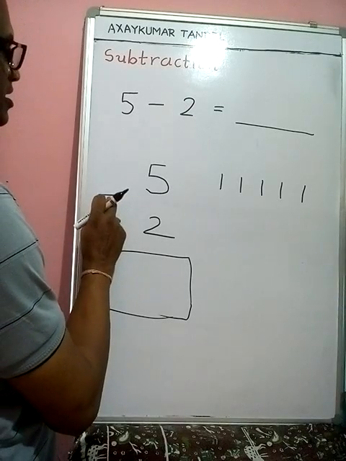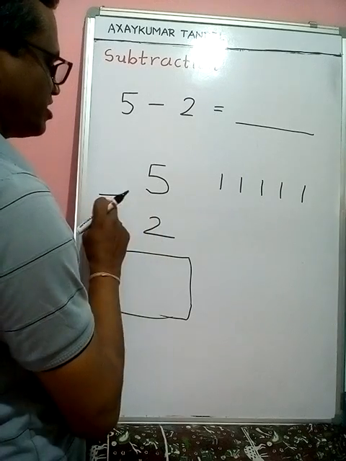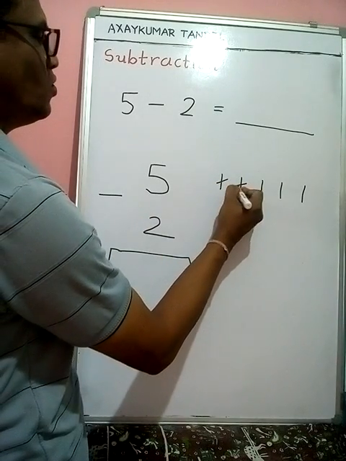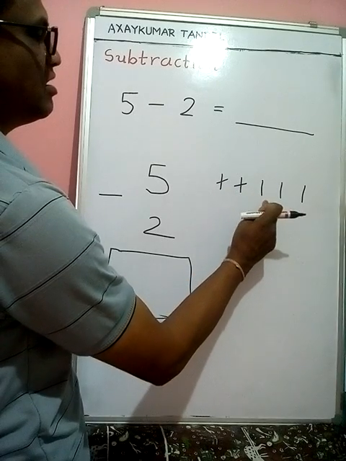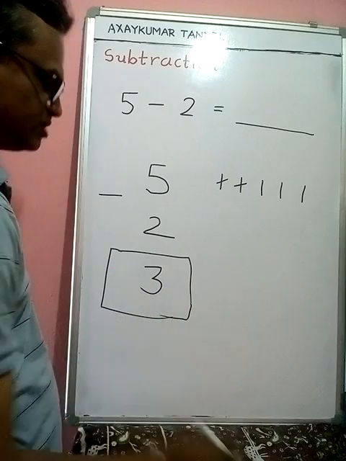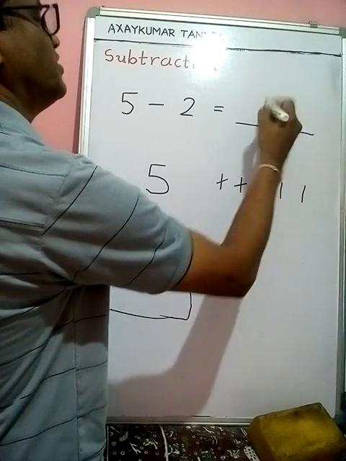Okay, 5 minus 2. Now how many we cut? 2. 1, 2. How many saving? 1, 2, 3. That is our answer. We write here 3.